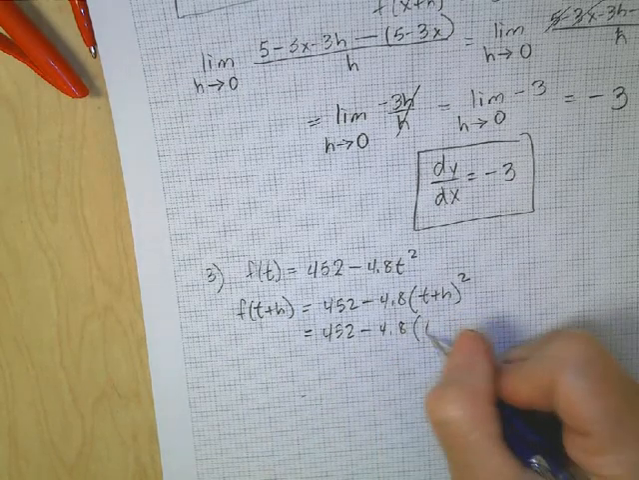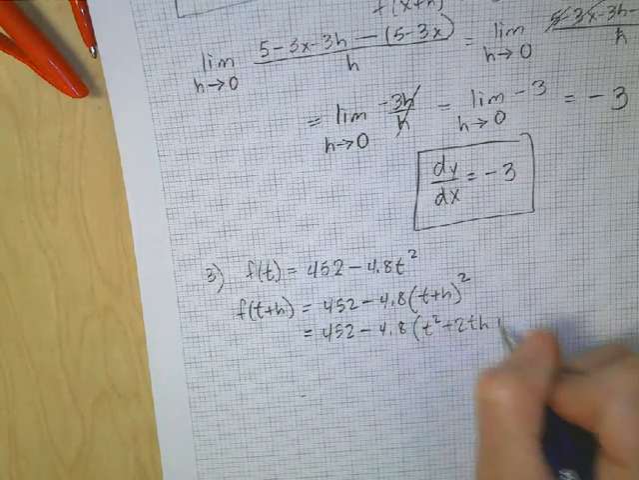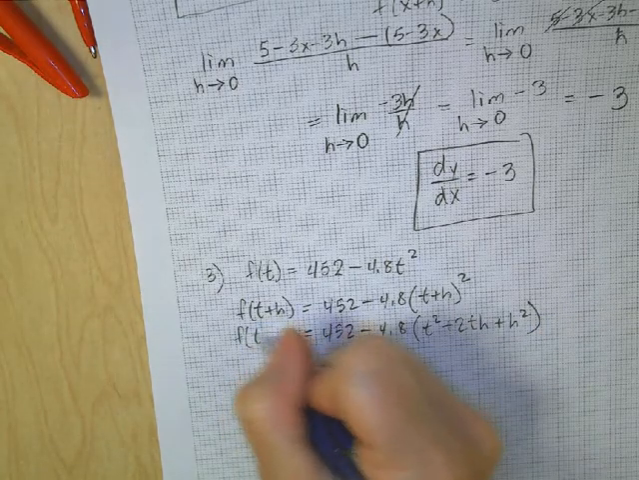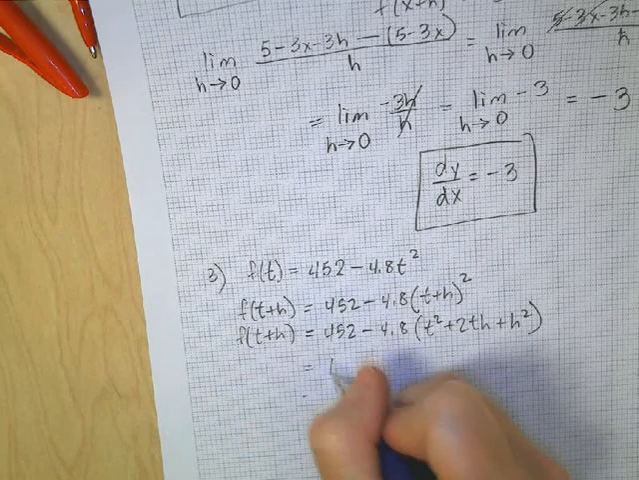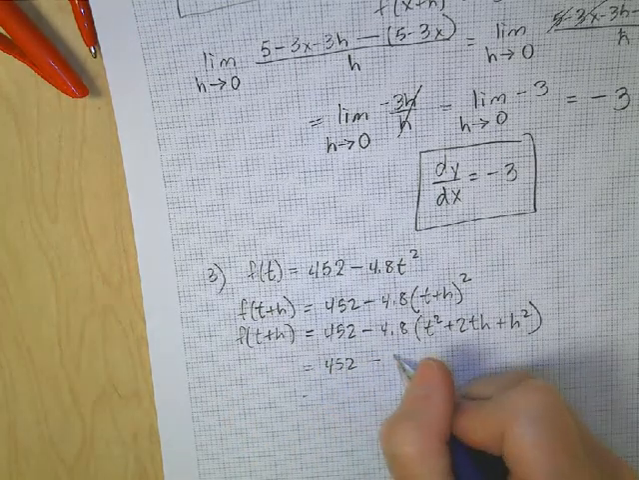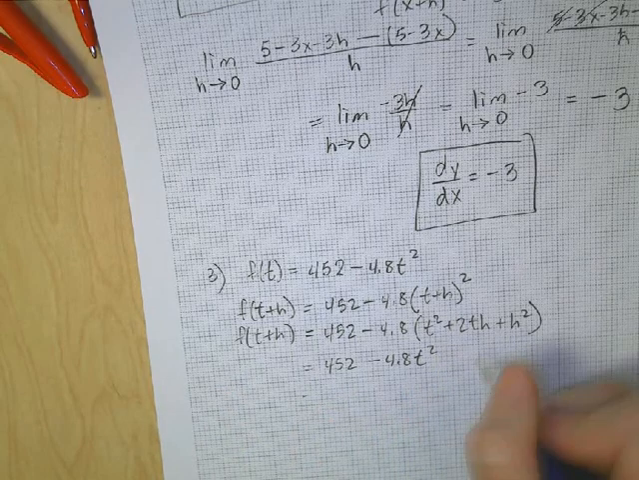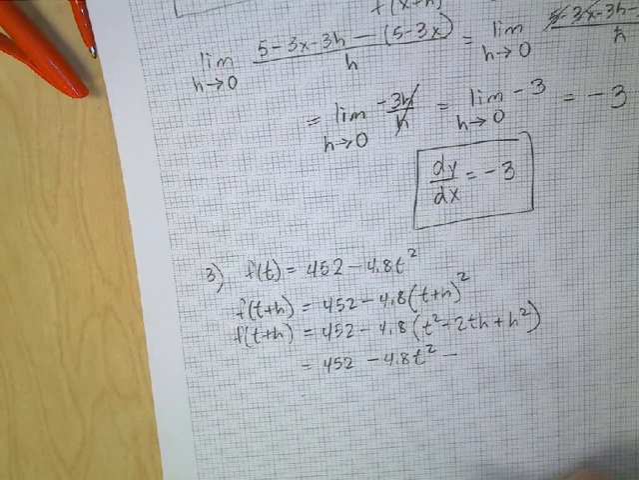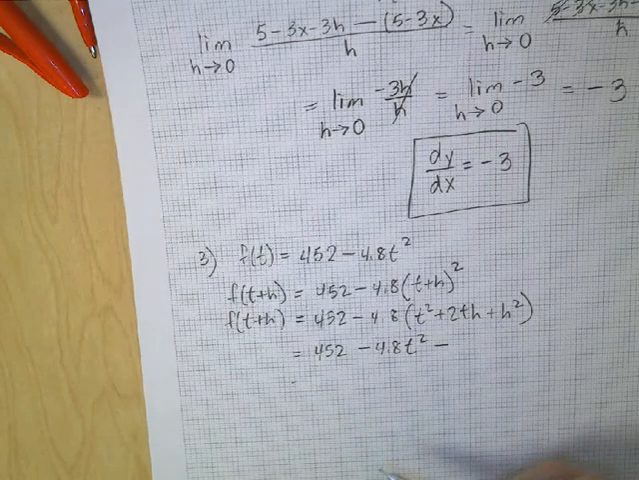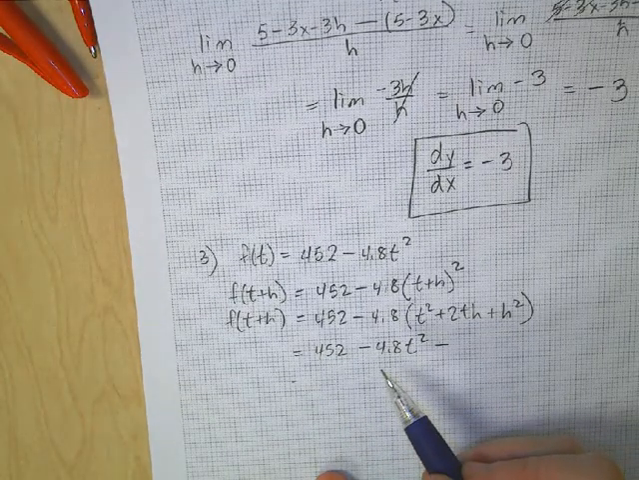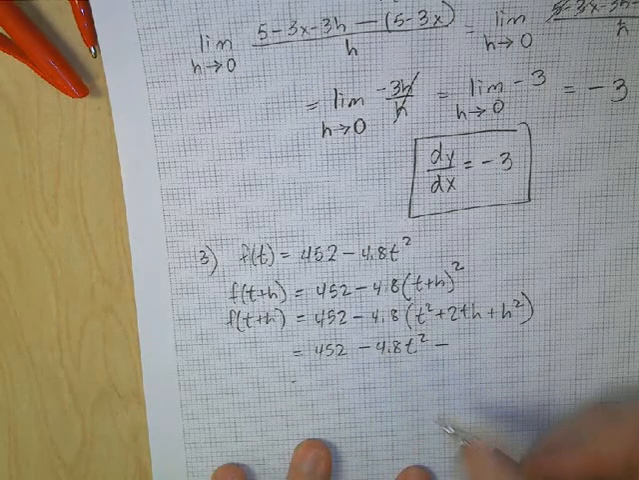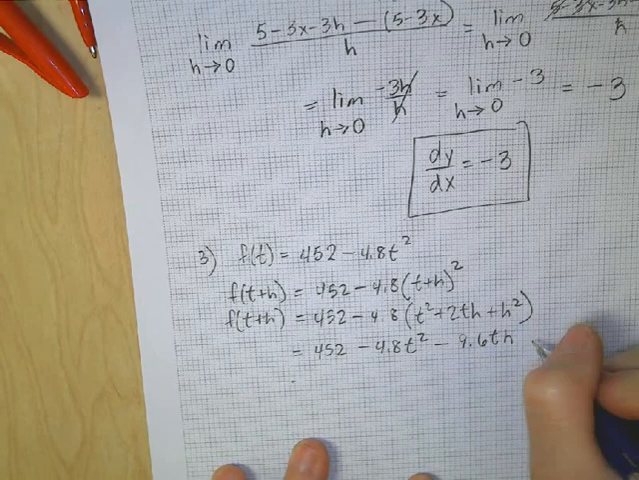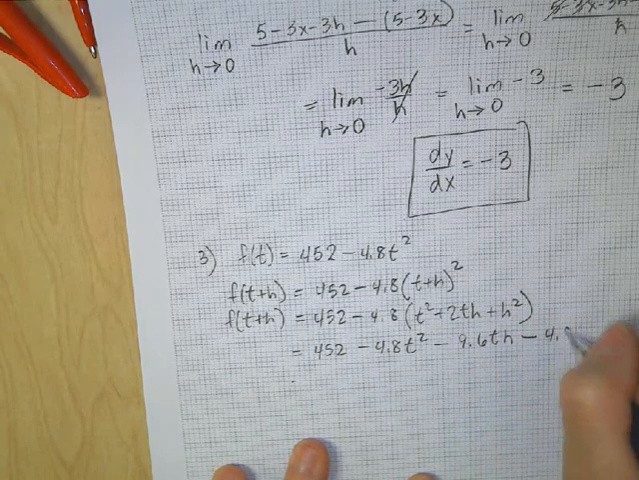I'm going to get t squared plus 2th plus h squared. I can distribute that. 452 minus 4.8 t squared minus 4.8 times 2. I am not letting you use a calculator. Oh my gosh, 4.8 times 2. Well, let's see, 48 plus 48 is 96. So that'd be negative 9.6 th minus 4.8 h squared.